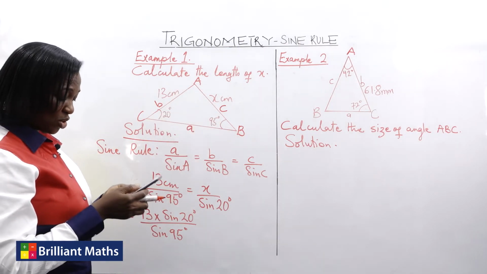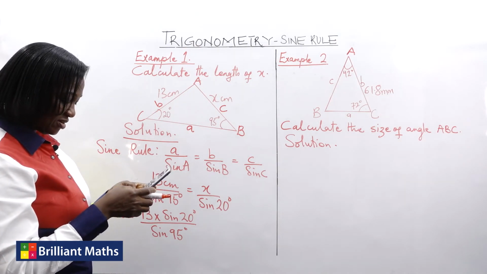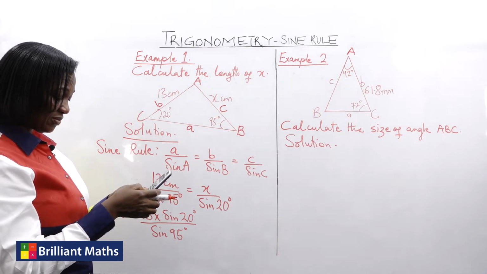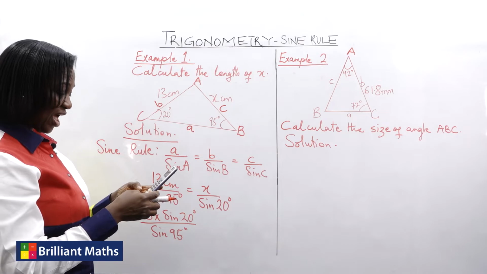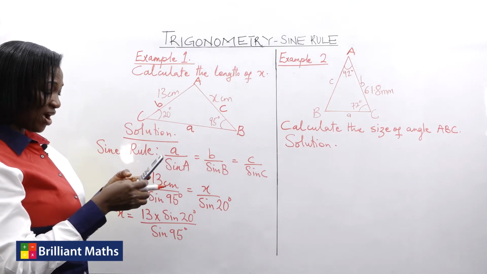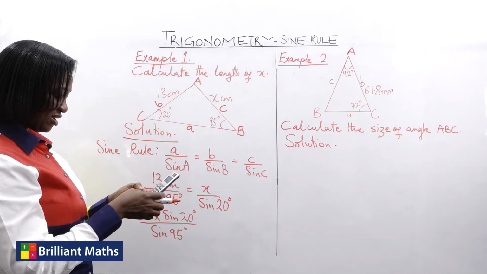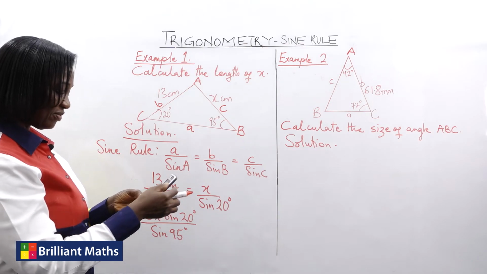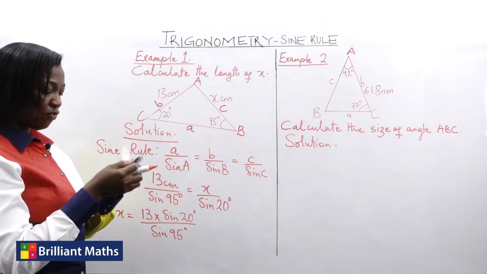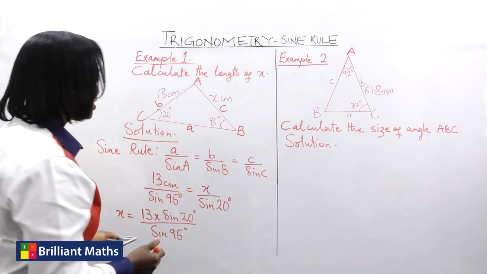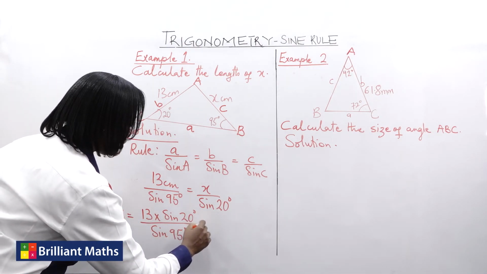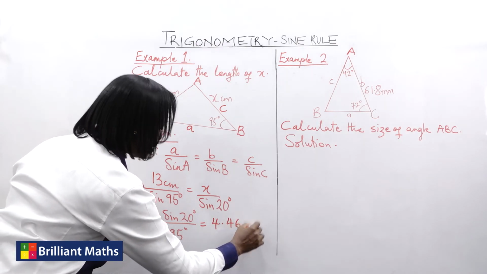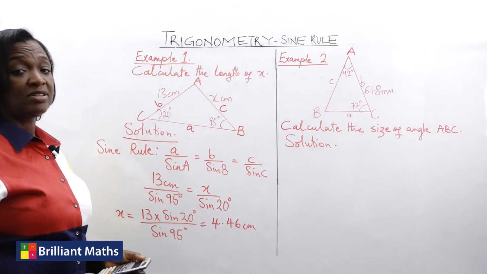So 13 times sine 20 degrees, and then we divide that by sine 95 degrees. And what do we have? x is equal to 4.46 centimeters, which is approximately 4.5 centimeters.